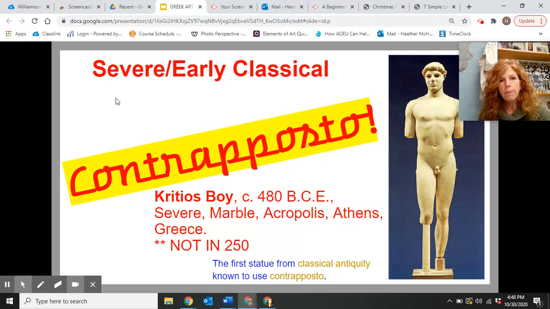Created in 480 BCE, known as being part of the severe style, and it was found at the Acropolis as well. Kritios Boy is not included as a required image in the AP Art History curriculum, but he's so monumentally important. It's important that you know about him in order to reference him in case you get a question about sculpture and they ask you to do some comparing and contrasting on the AP exam. Right? So this is the first sculpture from ancient antiquity that we know to have used contrapposto.